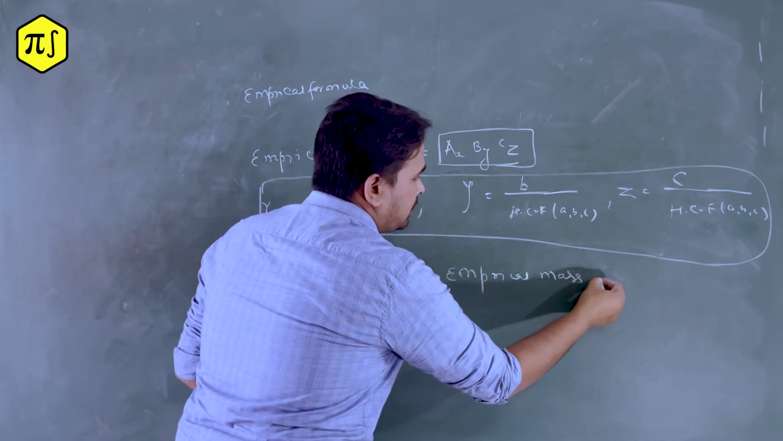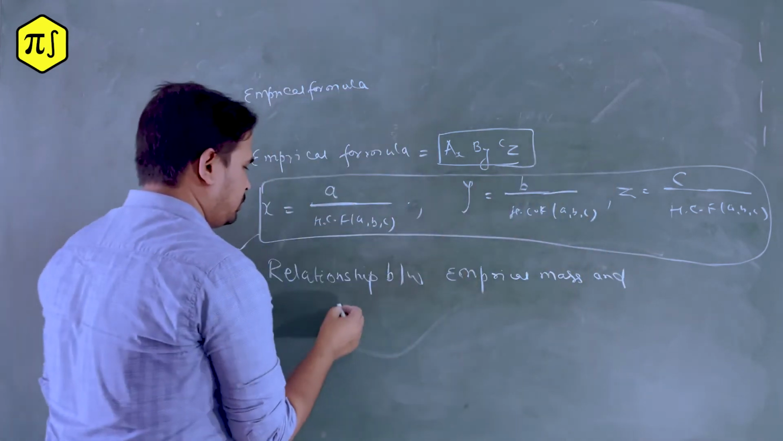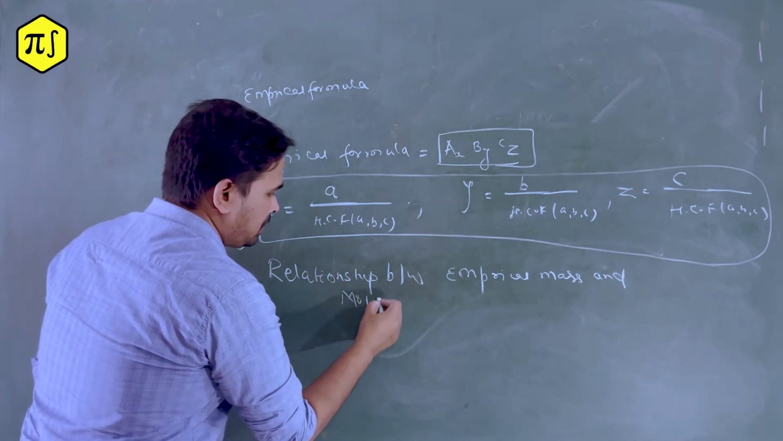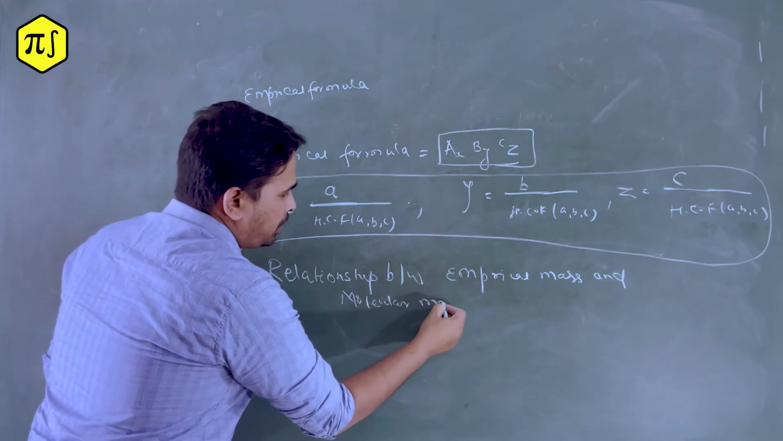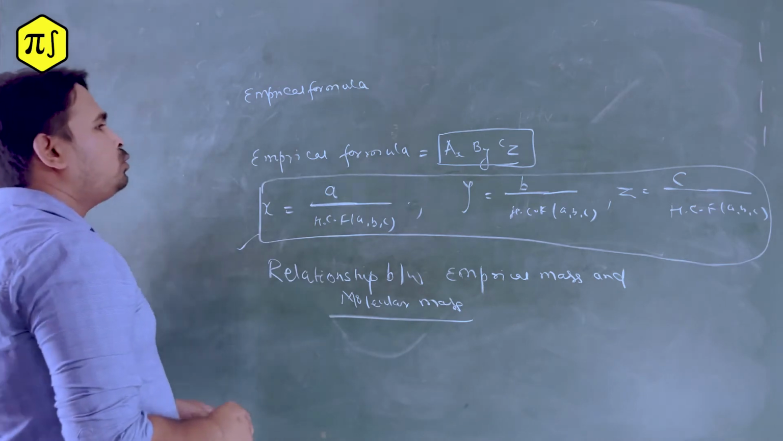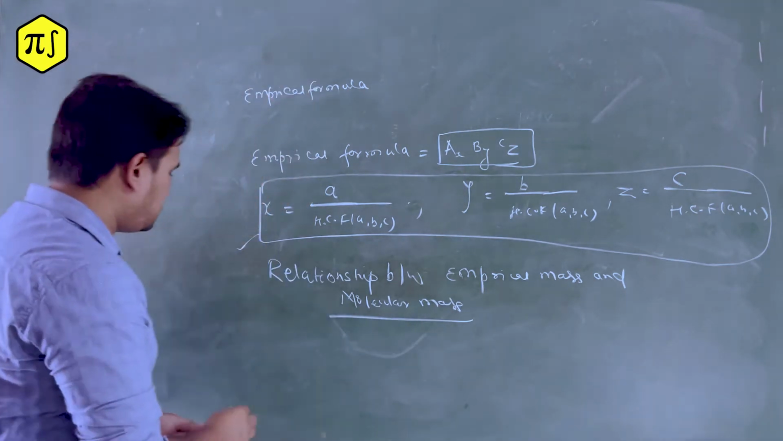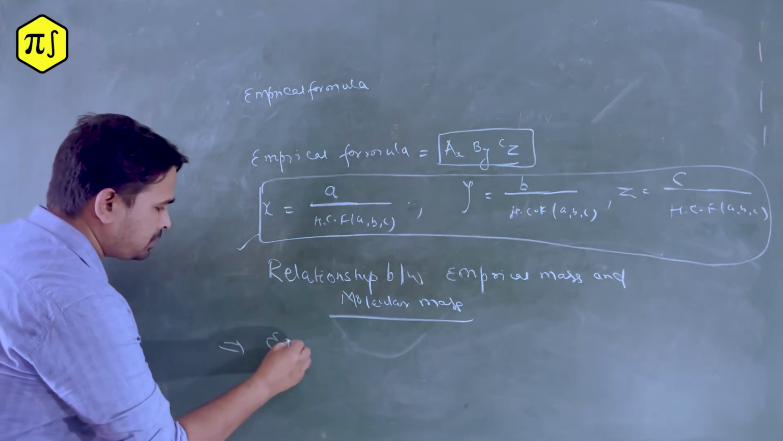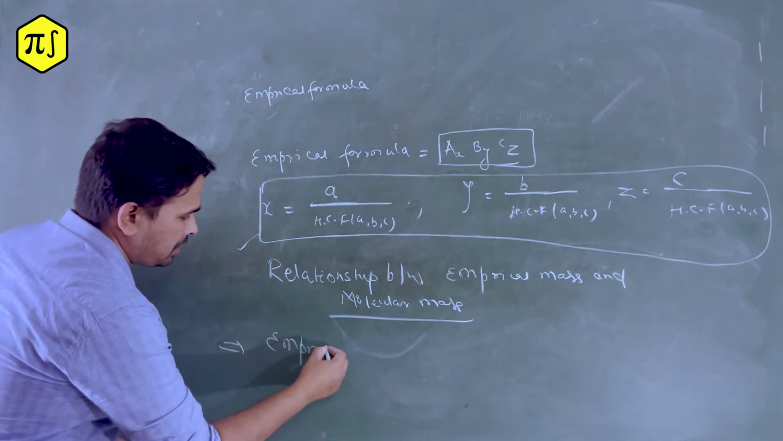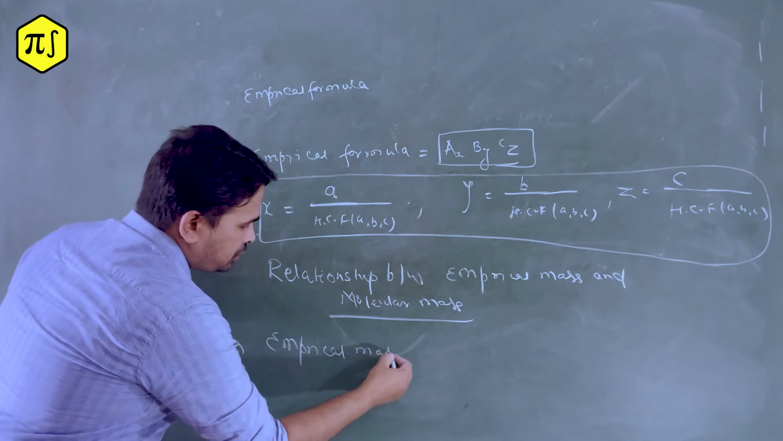Empirical mass and molecular mass, guys, right? So you know the molecular formula and the empirical formula, and we can easily calculate the empirical mass. So we can say empirical mass. Empirical mass will be what, guys?